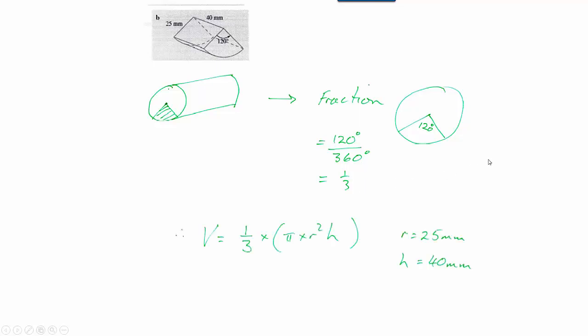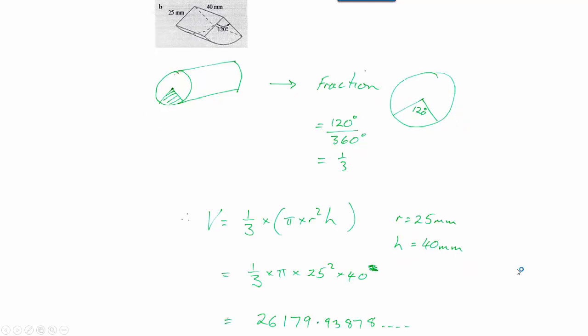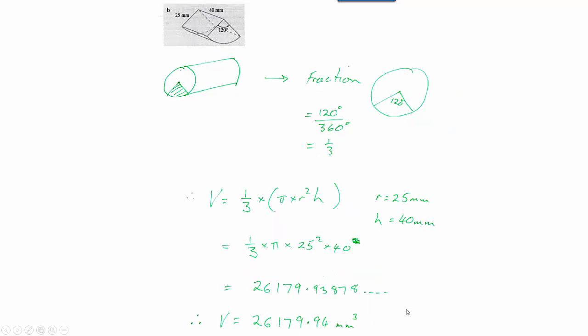Which means to calculate the volume, we just do 1/3 times the volume of the whole cylinder. Our radius is 25 from the center point out to the outside, and the height is 40. Substitute that in: 1/3 times pi times 25 squared times 40. Calculate your answer, and then round it to your 2 decimal places.